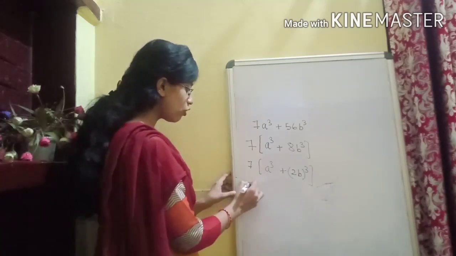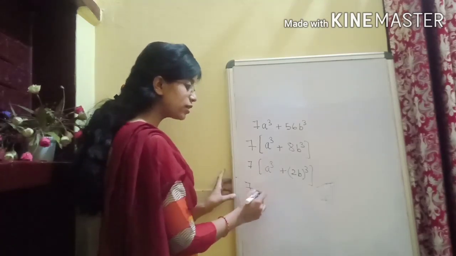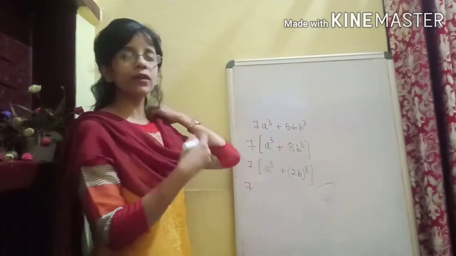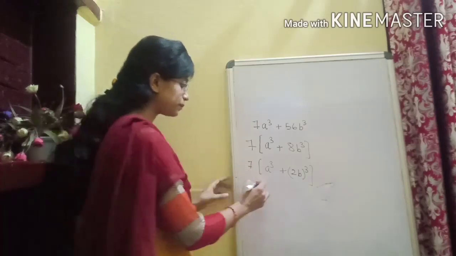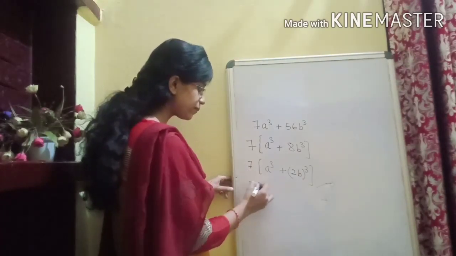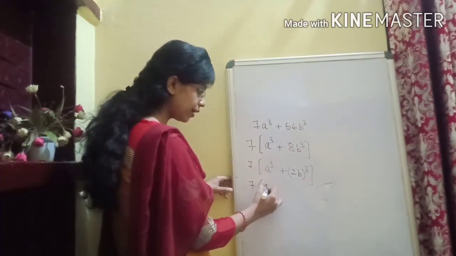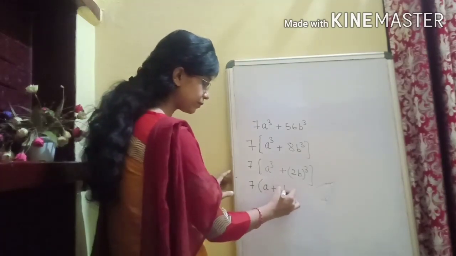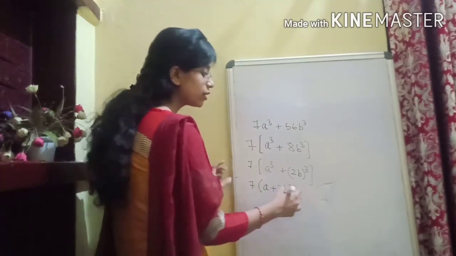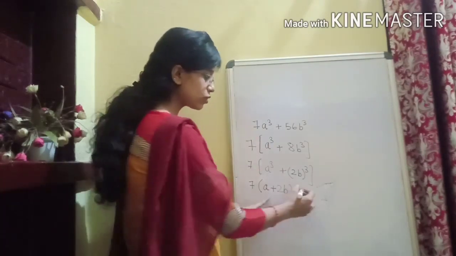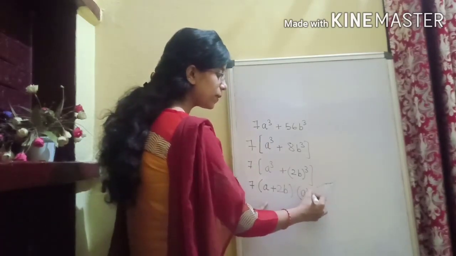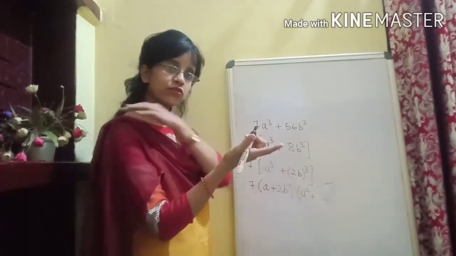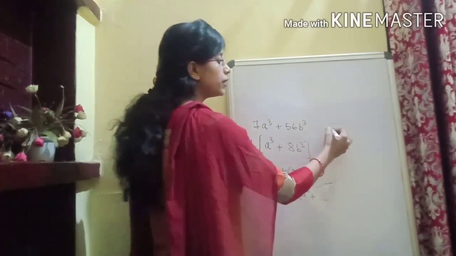So the identity of a cube plus b cube is, in one bracket a plus b, in another bracket a square plus b square minus ab. So it will be 7. Now in one bracket a plus b, b is what? 2b. Another bracket, that is a square. So a is a, so square will be a square plus b square. What is your b? That is 2b, and when you square 2b, that will be 4b square.